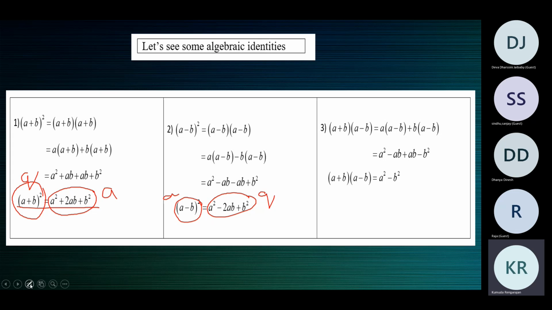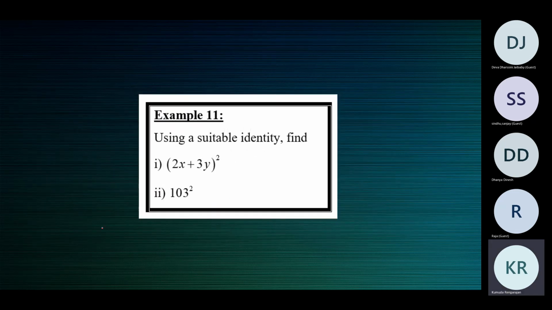Okay, so now we have to decide how this one looks. Both of them look like a plus b the whole square. So the question is like a plus b the whole square, and your answer will be like a square plus 2ab plus b square. Because the question is like this, the answer which you're going to give will be like this.